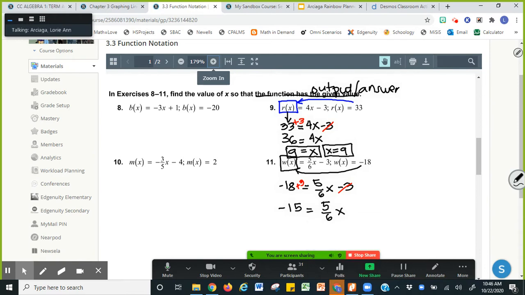Then, what do we do with the 6? We will cross multiply. So it was divided, so we do the opposite. We multiply negative 15 times 6 is equal to 5x, right? Okay, so what's negative 15 times 6? Is it 90? Yeah? Okay, and then after that, we divide both sides by 5.